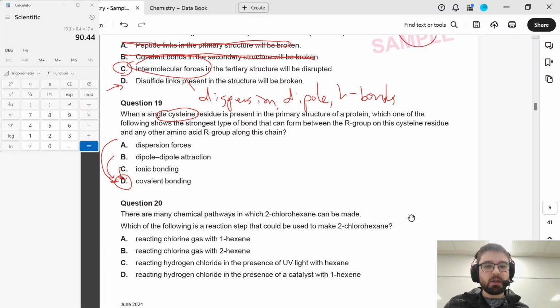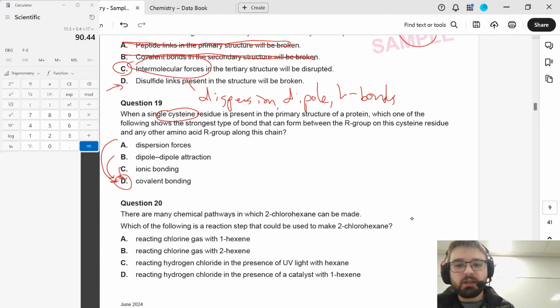There are many chemical pathways in which 2-chlorohexane can be made. Which of the following is the reaction step that could be used to make 2-chlorohexane? Reacting chlorine gas with 1-hexene. Okay, so 3, 4, 5, 6. We've got 1-hexene. We react chlorine gas, so that's Cl2. You get chlorine over both. So that's how you get 1,2-dichlorohexane, which is not what we want.